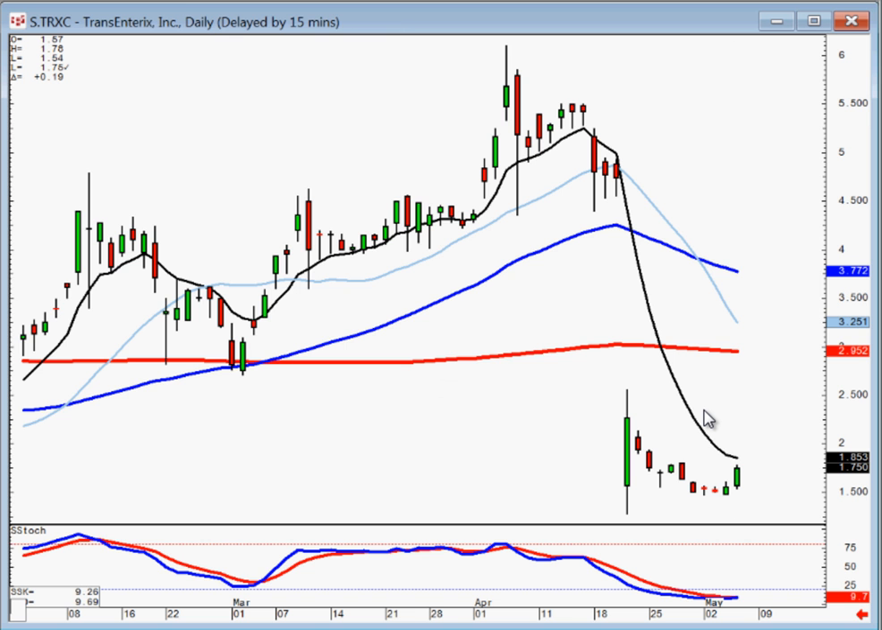And TRXC, this was a perfect example of where you can start seeing where it was bottoming. Would have covered this one. Well, you couldn't be short this one, but I'd be a buyer of this one if they can close it up above the T line.